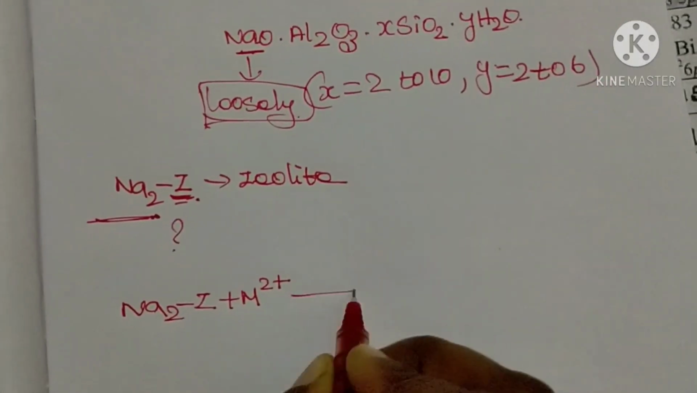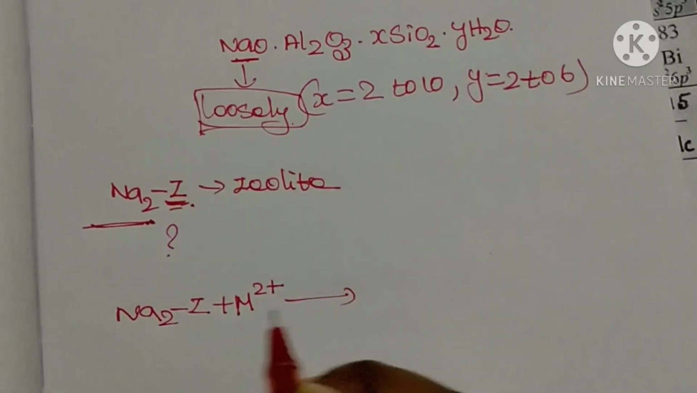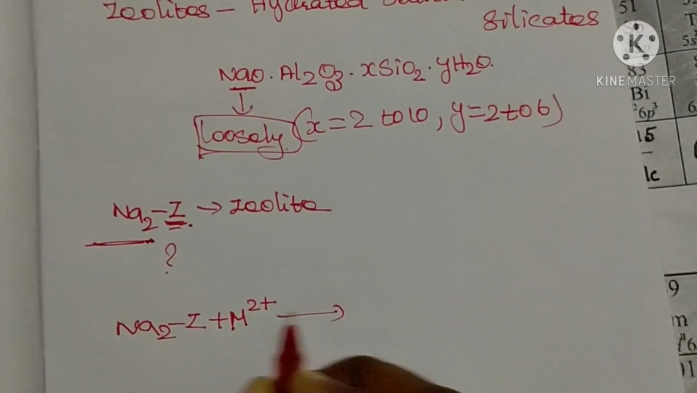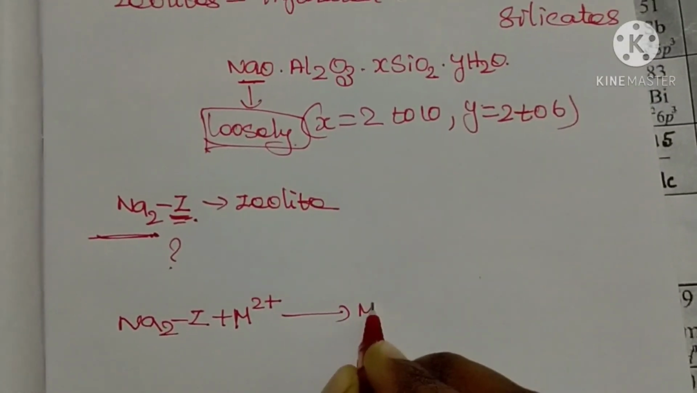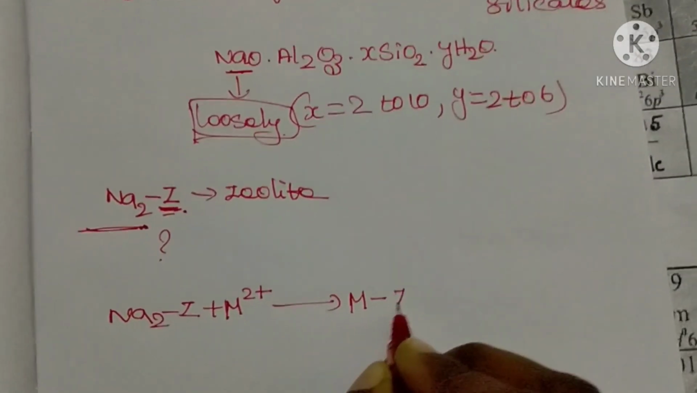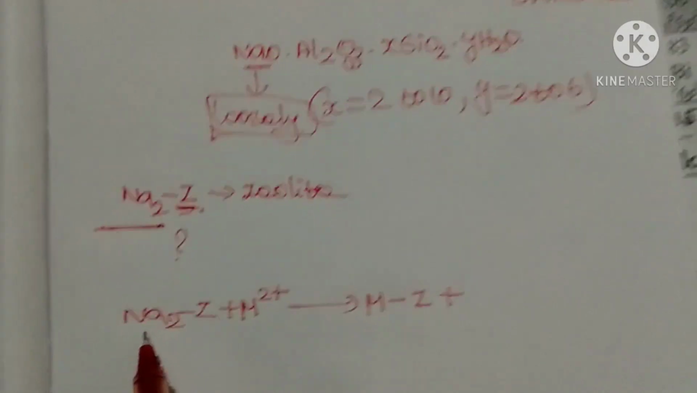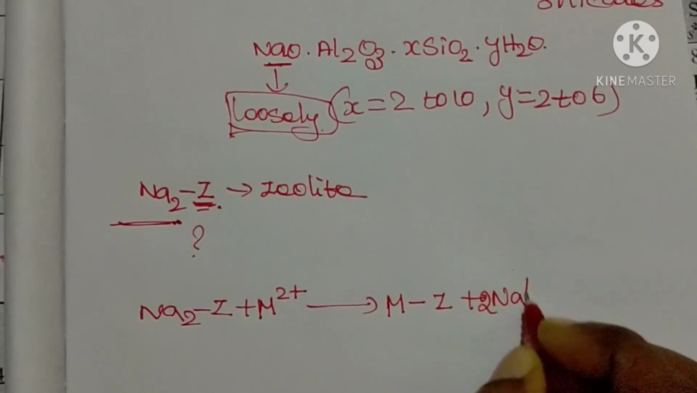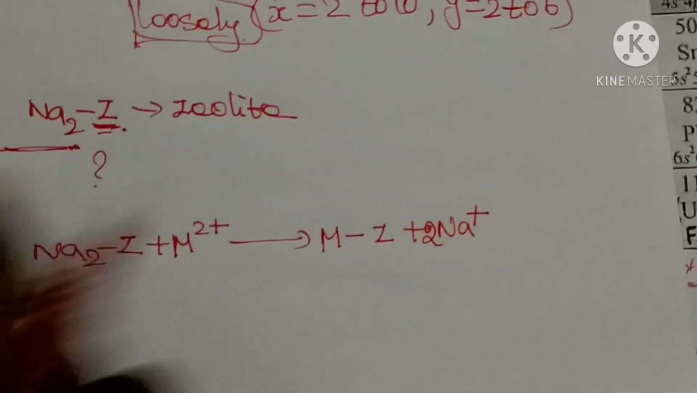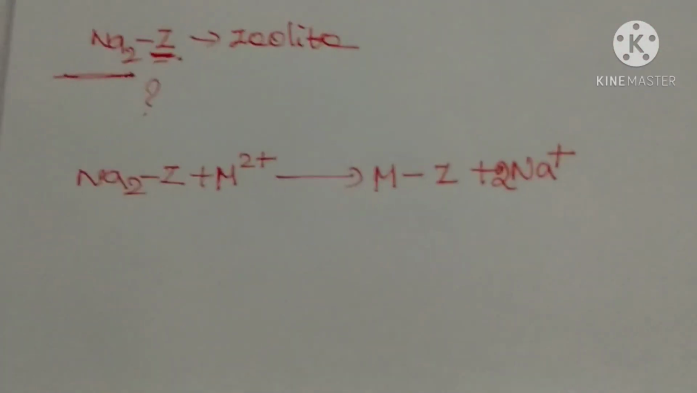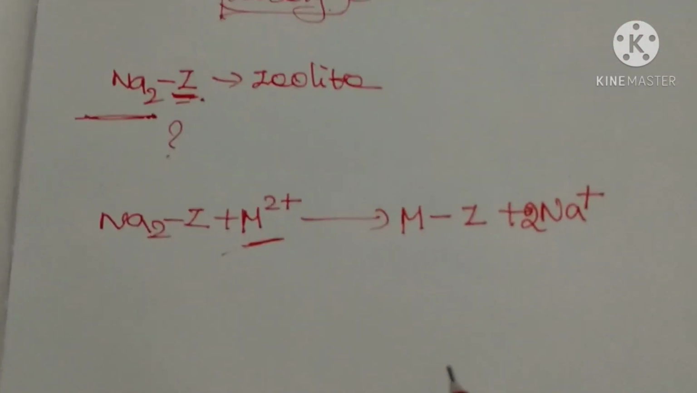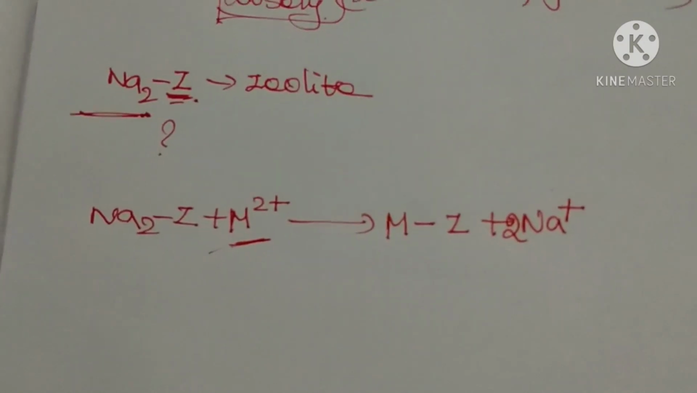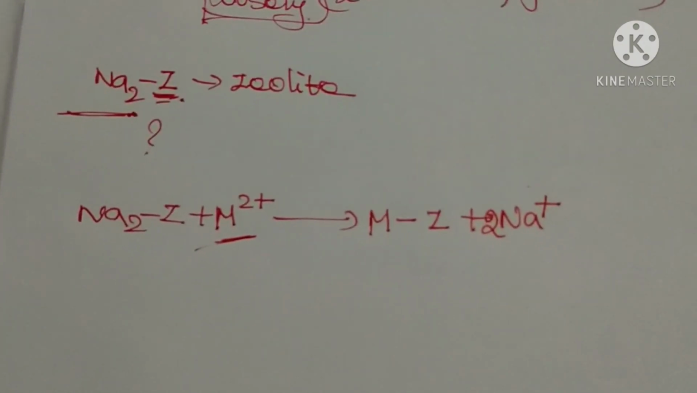So the reaction of this zeolite is Na2Z plus metal cation, and the metal cation is bonded with the zeolite and the loosely bound sodium is removed. So this is the whole reaction for removing the metal from permanent hard water.